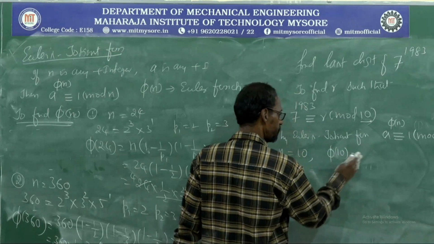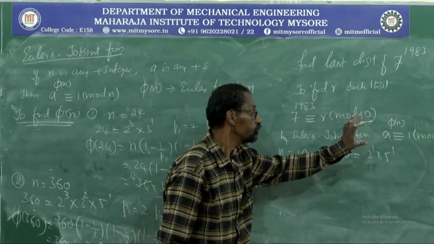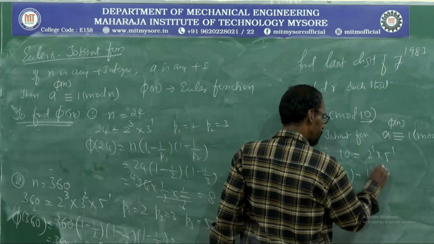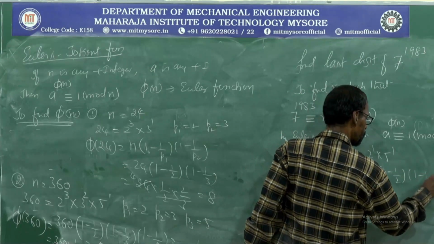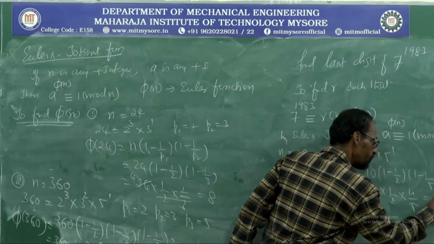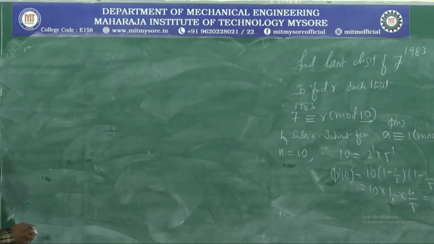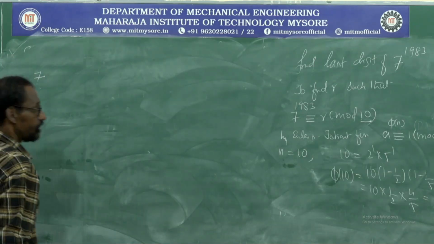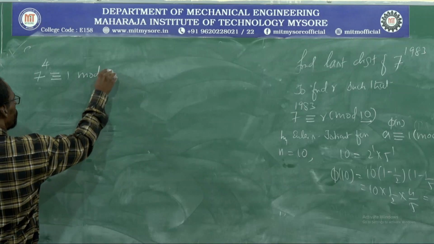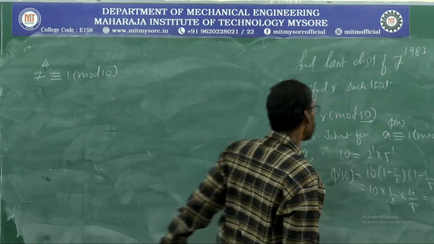To find phi of 10, first you write 10 equal to 2 raised to 1 into 5 raised to 1. This is the unique factorization theorem. Now I can write phi of 10 equal to 10 times (1 minus 1/2) into (1 minus 1/5). That is 10 times 1/2 into 4/5. The answer is simply 4. By Euler's totient function, I can write 7 raised to 4 is always congruent to 1 modulo 10. This is the beauty.